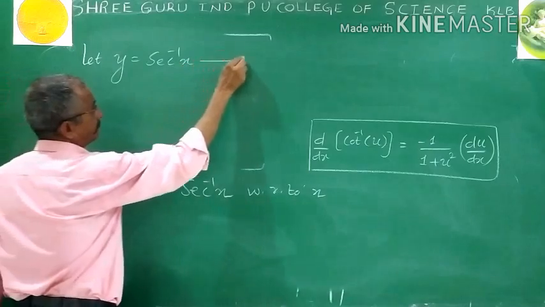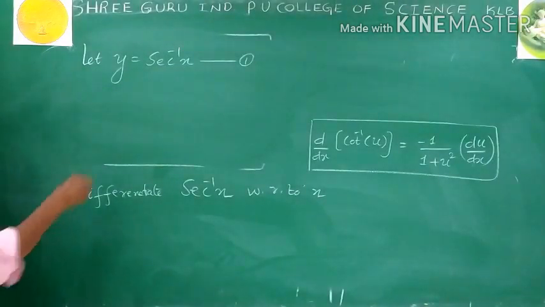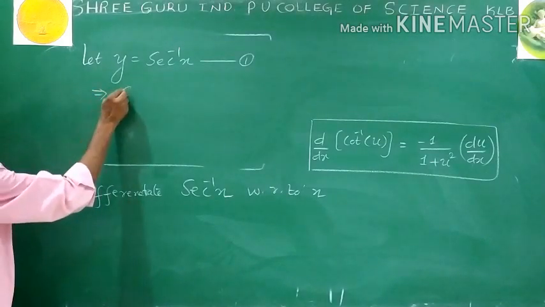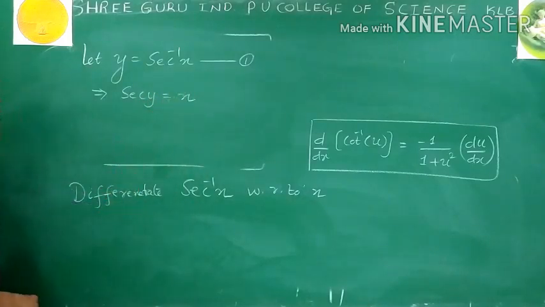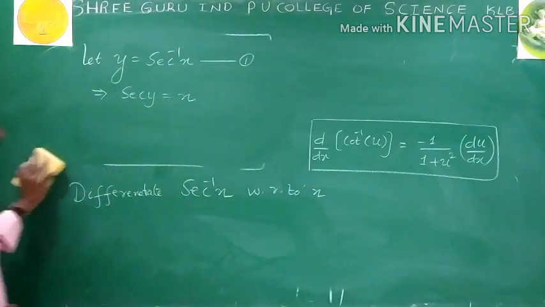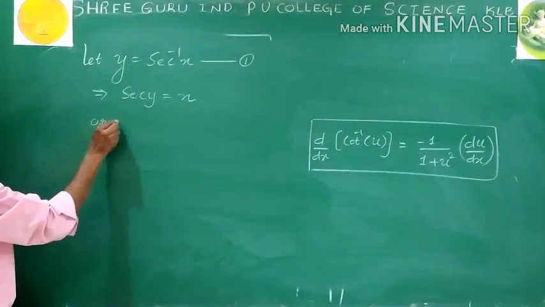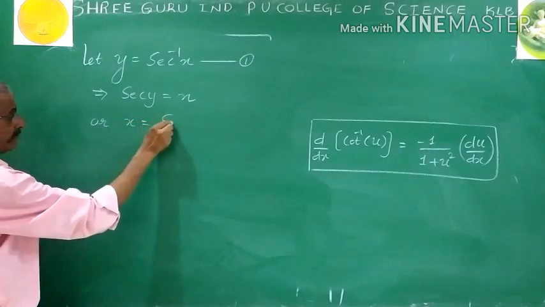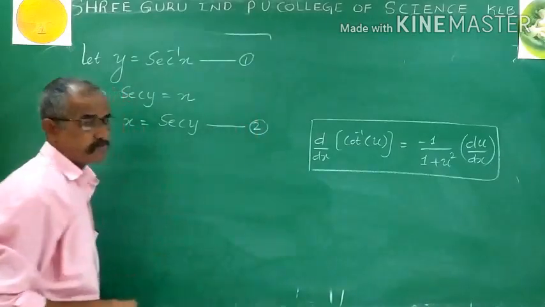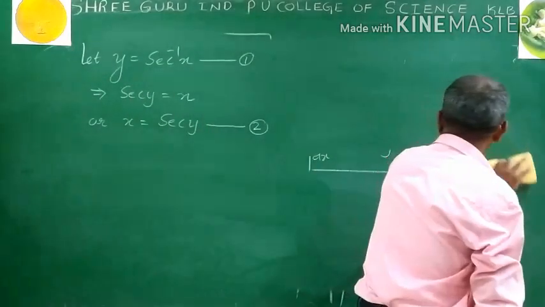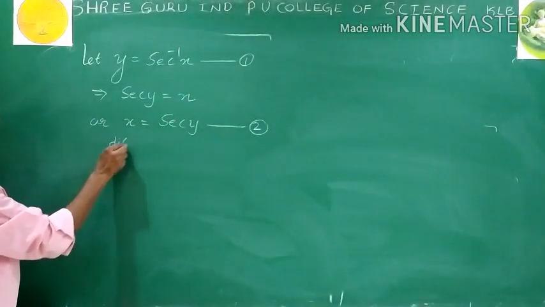Which implies, by the definition of inverse trigonometrical functions, that secant y is equal to x, which is the same as x equal to secant y. We write this equation as x equal to sec y, equation 2. Now differentiate 2 with respect to x.